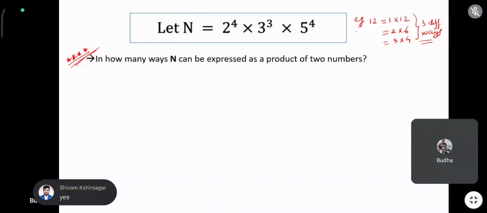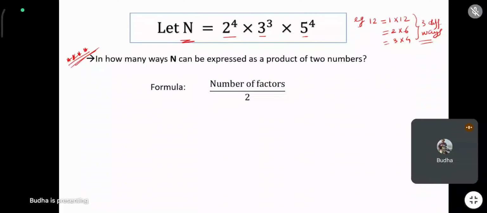Okay. So मेरे पास एक नंबर दिया हुआ है, how can I express this as a product of two numbers? तो the formula is very simple, number of factors by 2. So यहाँ पे what will be the number of factors? कितना आया था number of factors? 100. So 100 by 2 is 50. So 50 is nothing but there are 50 different ways to express n as a product of two numbers. Okay, but यहाँ पे तो 100 by 2 it is 50.